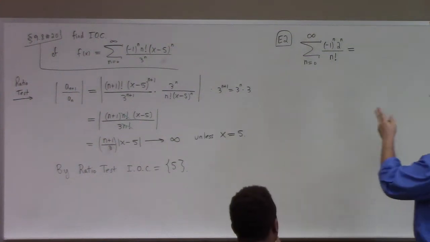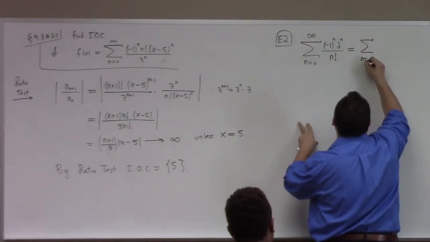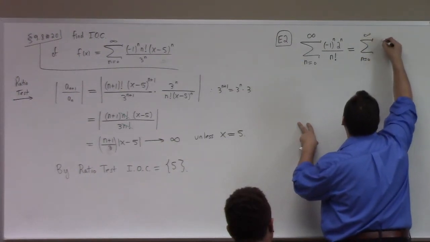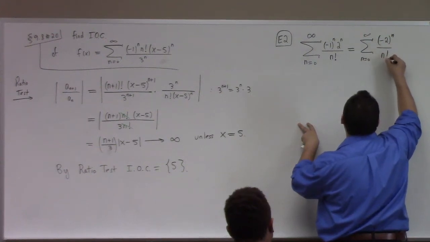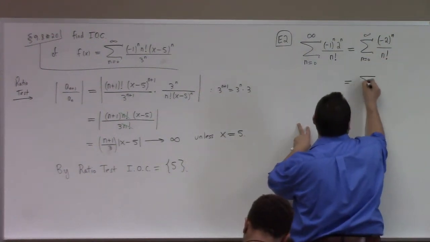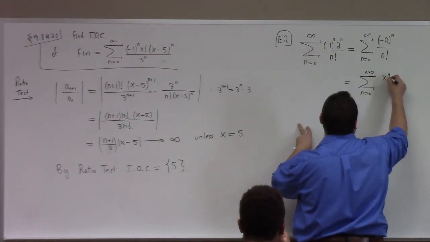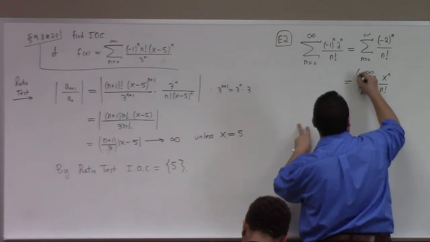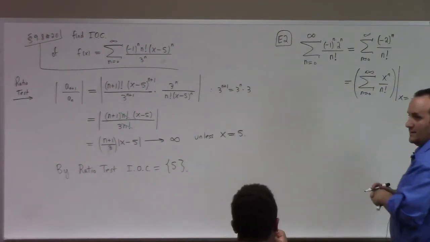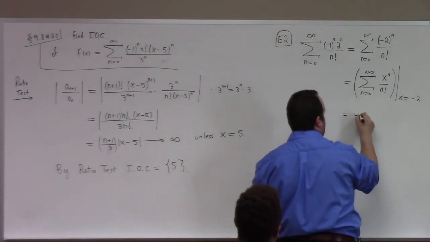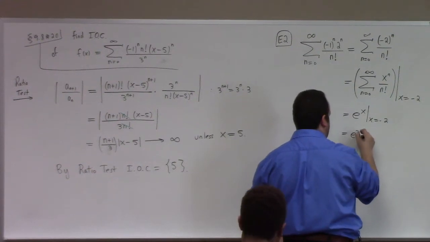You just got to tilt your head and squint and go, you know what? This is really, if you look at it, minus 2 to the n power over n factorial. And that is really the sum, n equals 0 to infinity, of x to the n over n factorial, evaluating x equal to minus 2. In other words, that's e to the x, putting x equal to minus 2, also known as e to the minus 2.